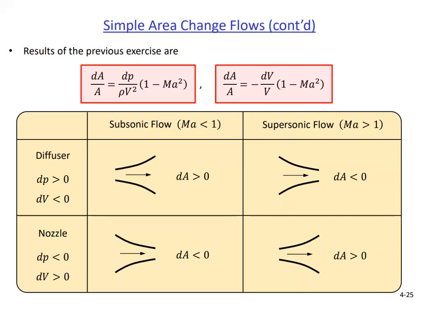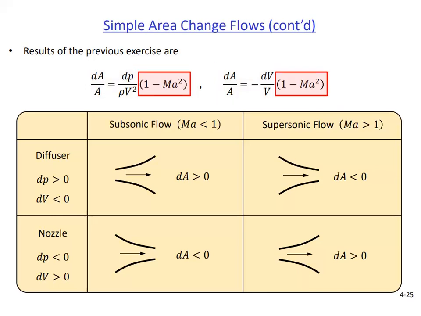Here are the results of the previous exercise. These are important relations in understanding the basics of flows with variable cross-sectional area. You do not need to memorize them, but you need to know how they are derived and also know how to interpret them, as we are going to do here. The important detail here is that in both equations, there is the 1 minus Mach number square term. Due to this term, the flow character becomes different when the flow is supersonic compared to the subsonic case. And also due to this term, the sonic flow with Mach number 1 is a very special one.